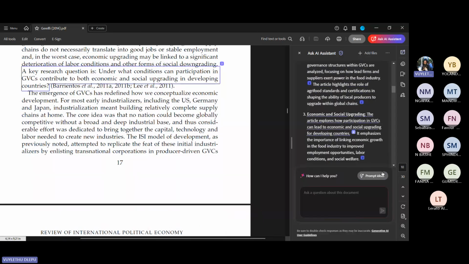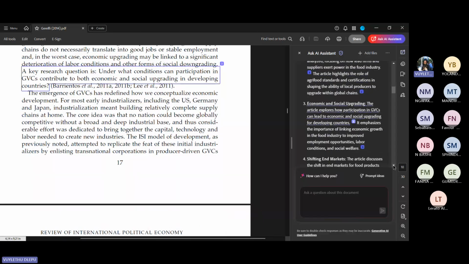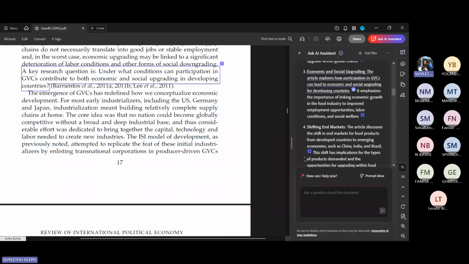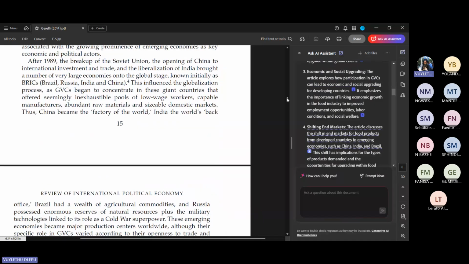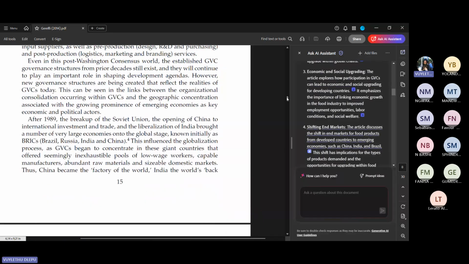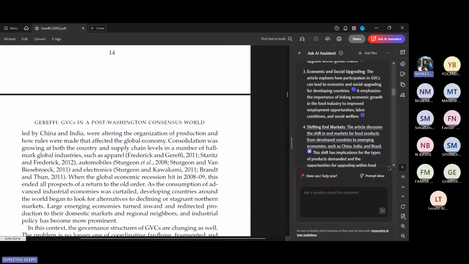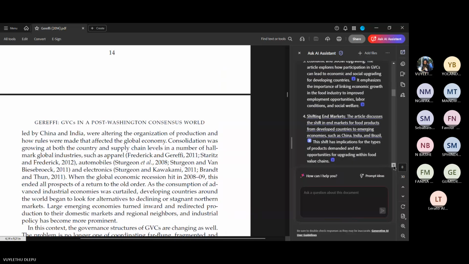Okay, and then shifting. This article discusses a shift in end markets for food products from developed countries to emerging economies. Okay, what does it say? Okay, it talks about, what section is this? I just want to understand where 15. Okay, so you can read from page 13 to 15. That seems like there's a lot of information there.